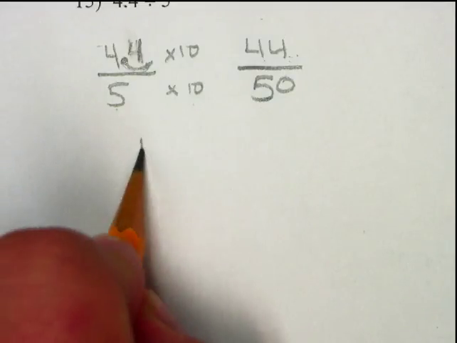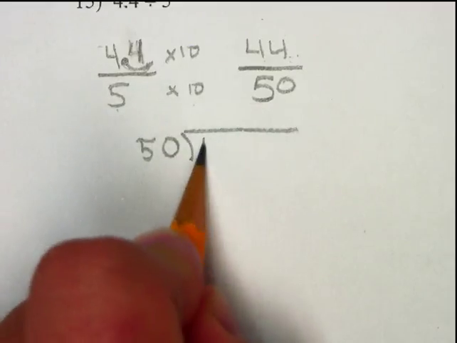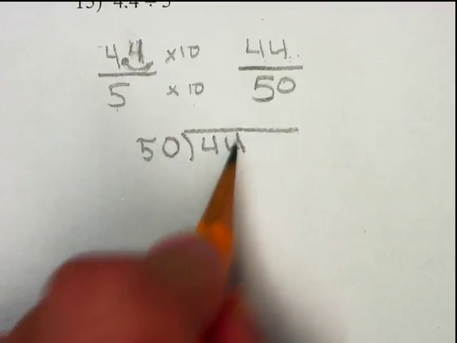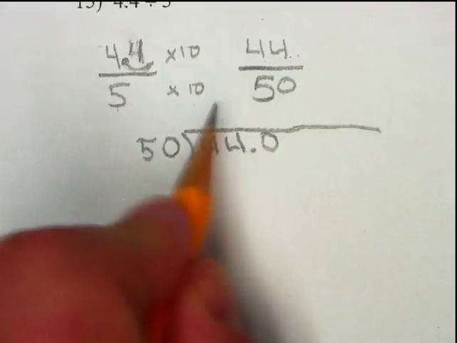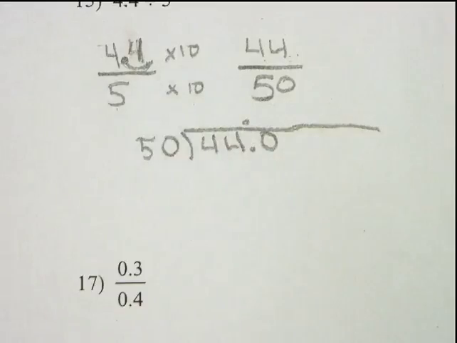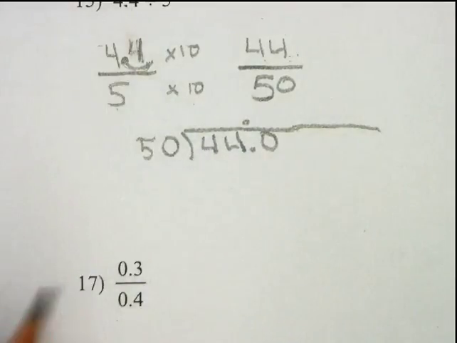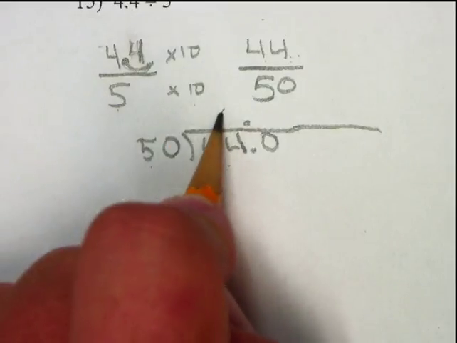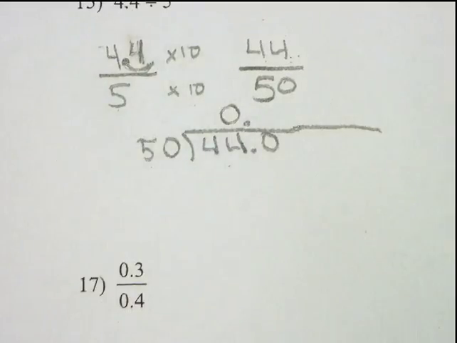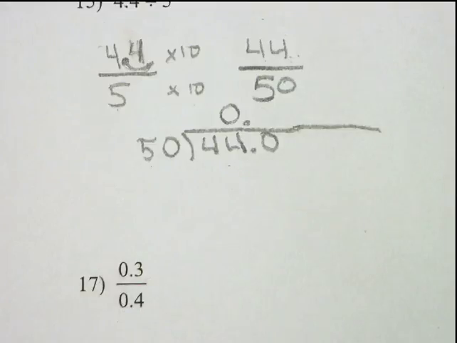So we have now 50 dividing into 44. And we'll make it 44.0. We may have to add more zeros. We'll see. So 50 does not go into 44, so we're already putting a 0 there. It doesn't go in at all, 0 times. Now, you have to figure out how many times does 50 go into 440 now.